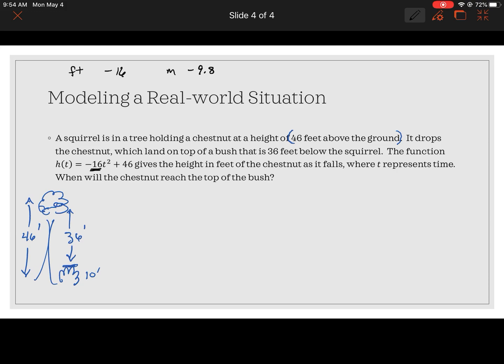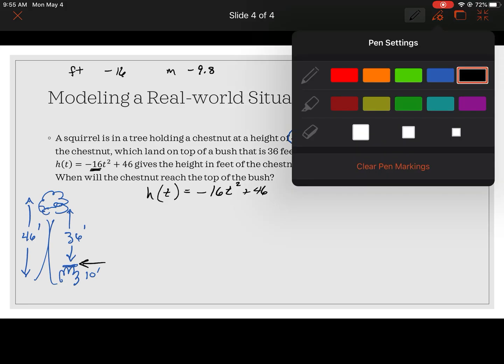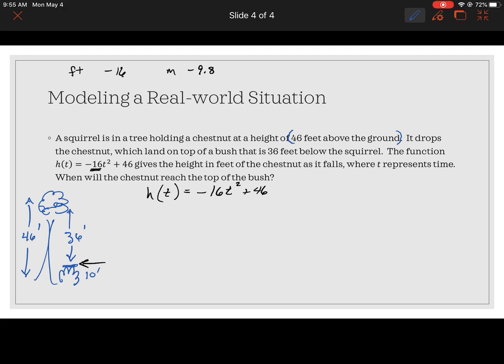When is it going to reach this bush, 36 feet below? So what are we looking for? Well, we have our function, right? H of t, negative 16t squared plus 46. So as usual, what is the problem giving us? Well, it's giving us heights. So we don't want to go plugging stuff in for t, that's time. It wants us to solve for time. So what we're going to do is use the heights they gave us. We know the 46 relates to the starting point, so that's what the c value is. And we also know it dropped 36 feet, but that's not the height we're interested in.